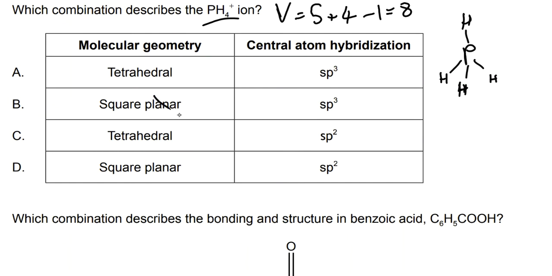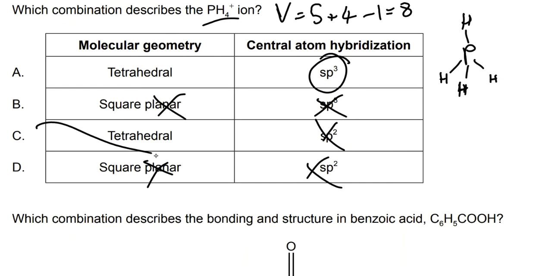It's not going to be square planar because square planar molecular geometry means that we have 6 electron domains to get octahedral electron domain geometry. So these aren't it. And if we have tetrahedral electron geometry, we're going to have a hybridization of sp3. We can't have sp2 with tetrahedral. So C is eliminated. So A is the correct answer.